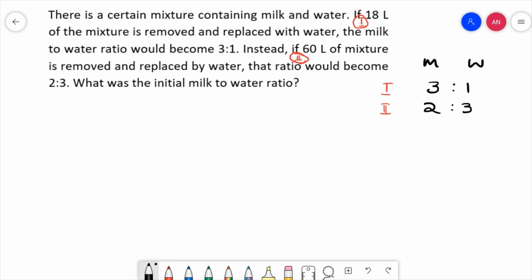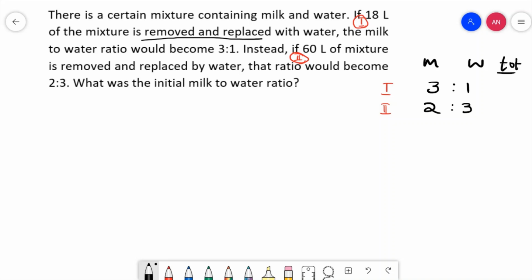Now we have to find a link between these two ratios. What is the link between these two ratios? Once we analyze that, this question is about removing and replacing. We are removing a certain part of the mixture and replacing that part with water. So we can say that the total quantity of the mixture is never going to change. For condition 1 and condition 2, it is going to be the same. So let's see what the total quantity is here.